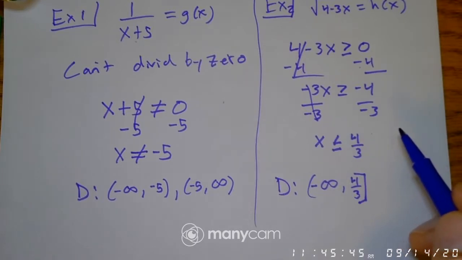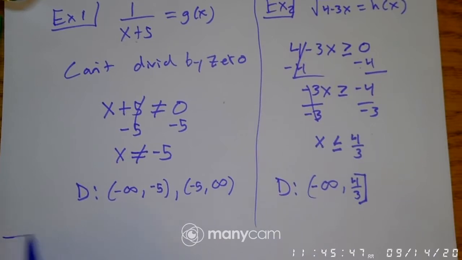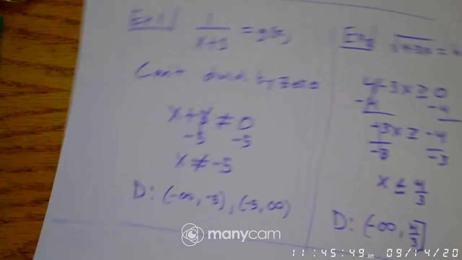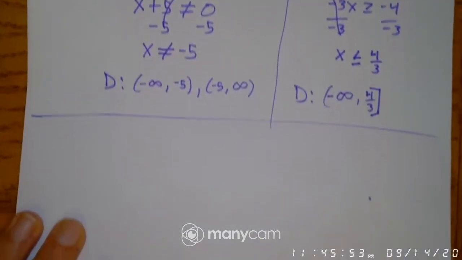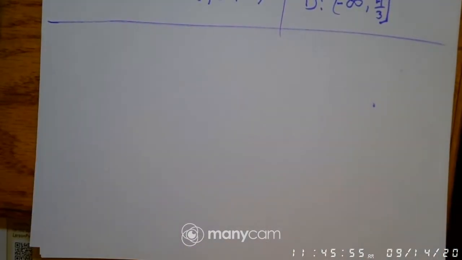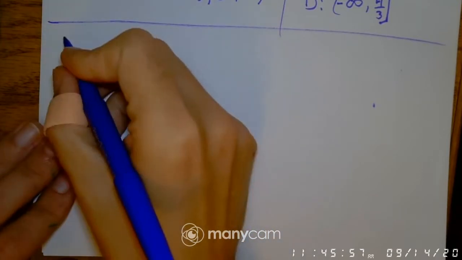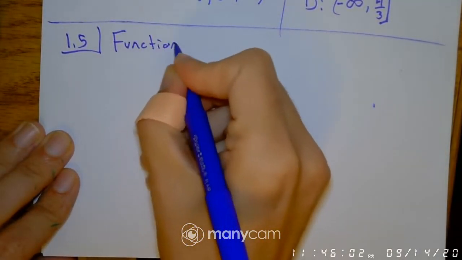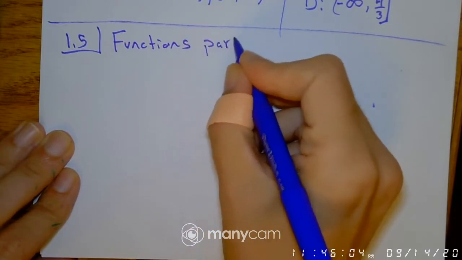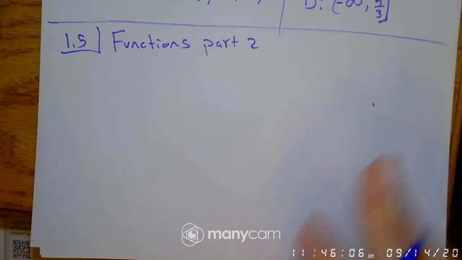So Elizabeth, I hope that helps. If it doesn't, come see me in my office hours, okay? I thought that was a pretty cool explanation, though. I just thought of that. All right, so 1.5. So functions, part 2. Okay.